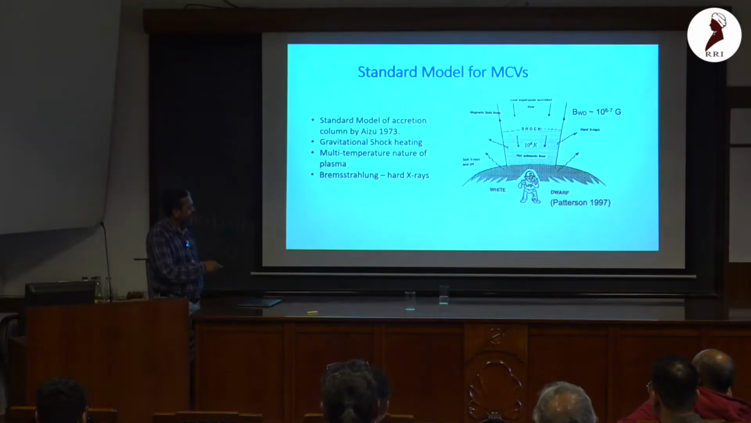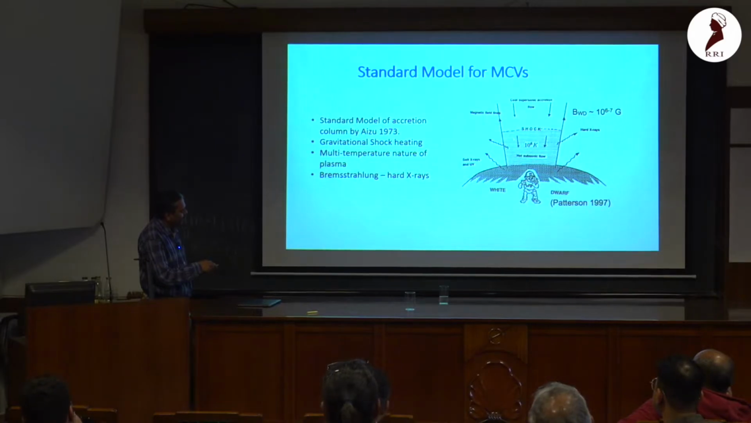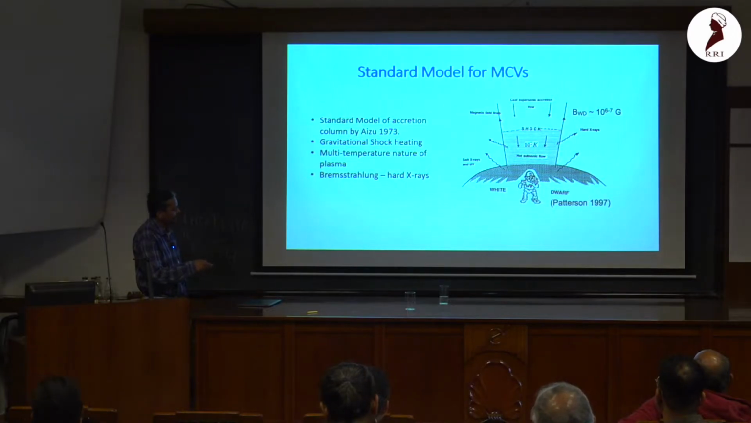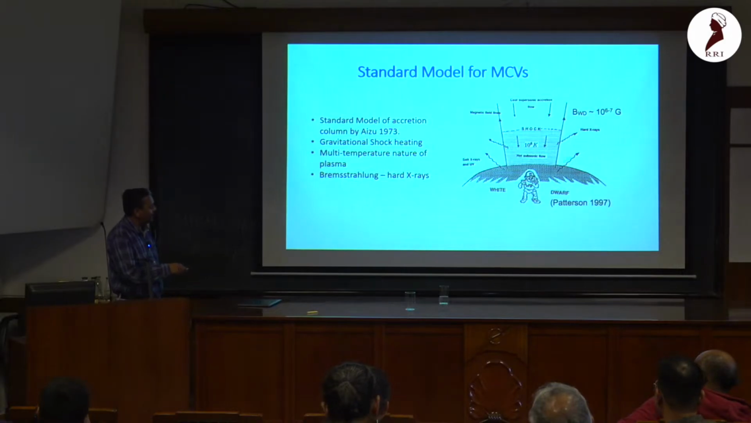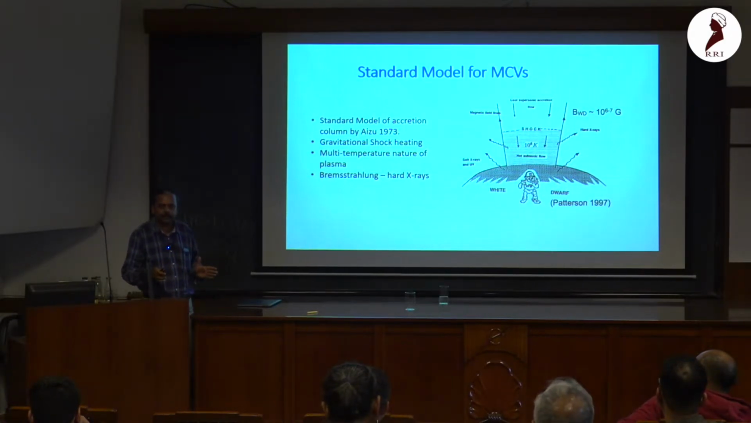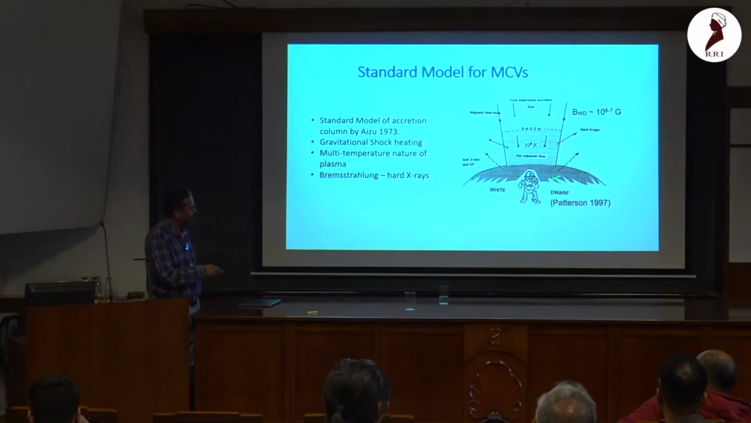Then that material, which we call the post-shock region, tries to settle on the surface of the white dwarf, and the temperature slowly reduces. So there is a strong temperature gradient, and there is an inverse gradient of the density. Here there is a larger density compared to there. These two gradients make this area very interesting as far as the X-rays are concerned, because all the X-rays are mostly coming from here.